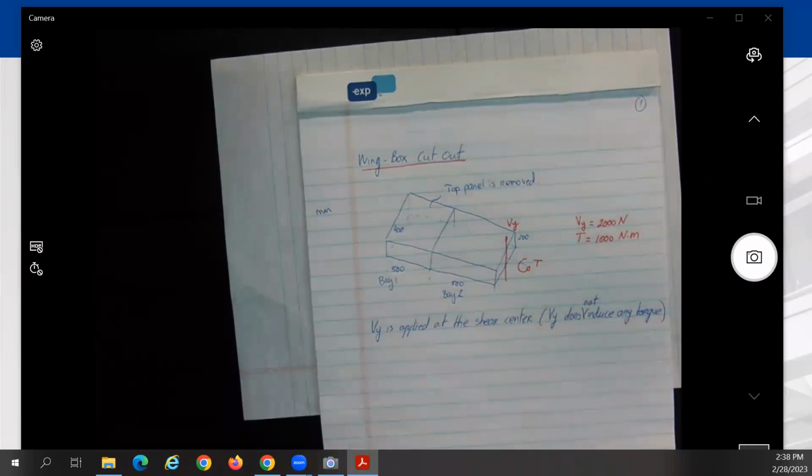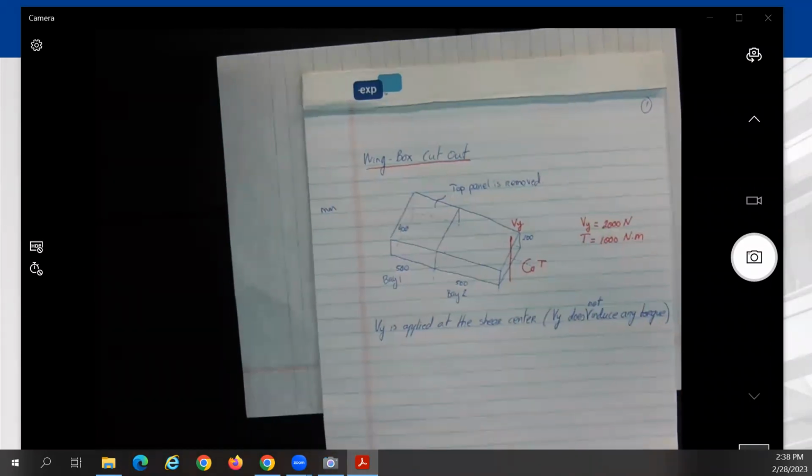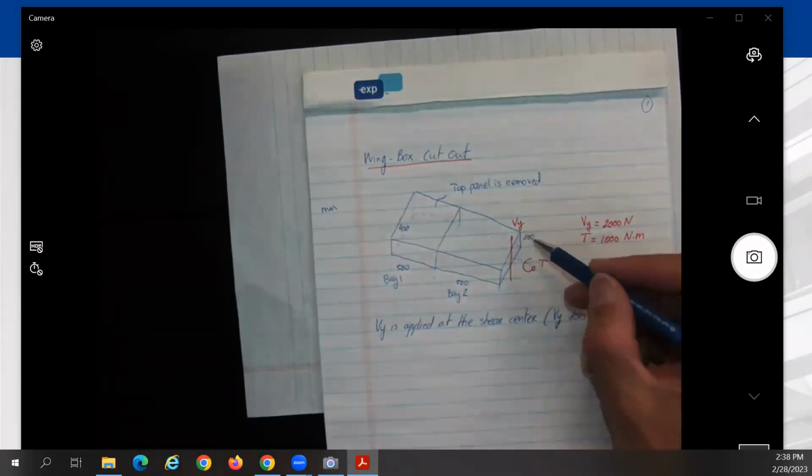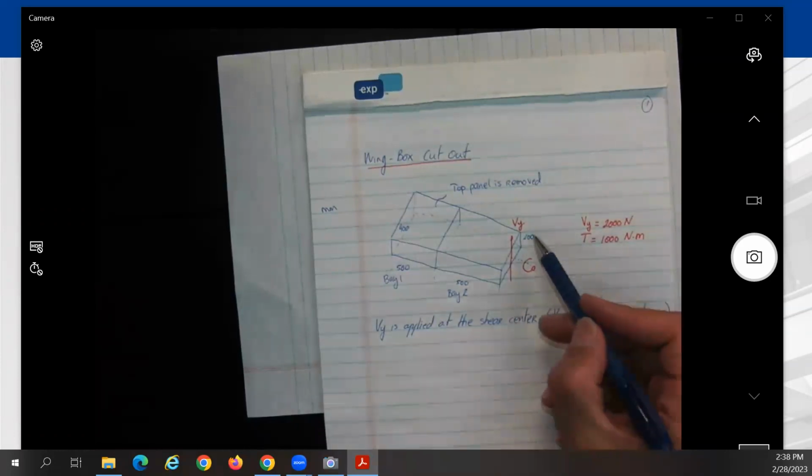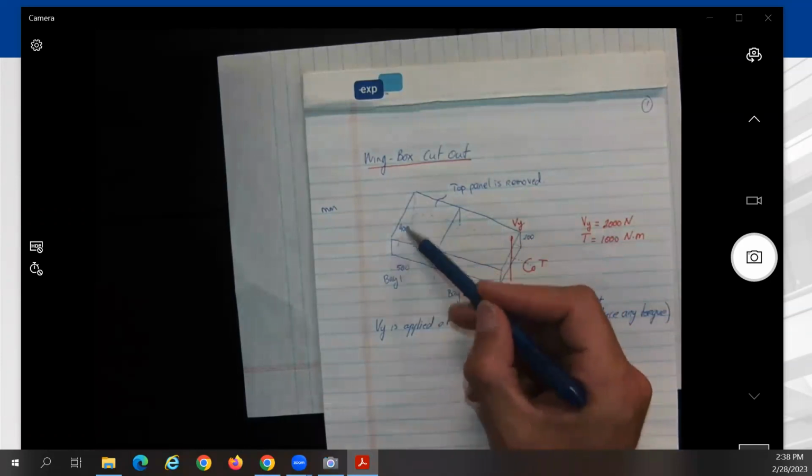Thank you. Yes. Yes, the height is 200. The height is 200, the width is 400.